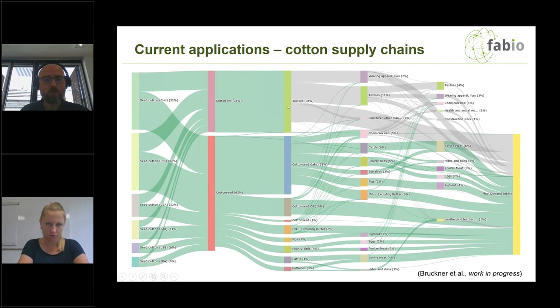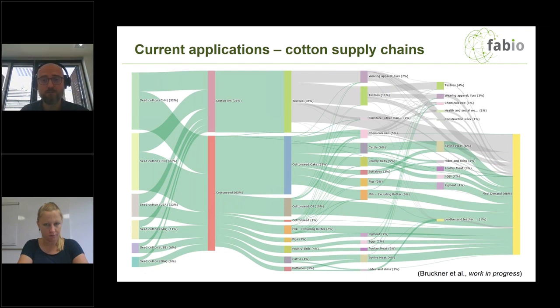And 1/3, as I mentioned, is the cotton lint, or it's 35% of the total harvest, which then goes mainly into the textile sector. It's used to produce wearing apparel, it's used to produce furniture, and so on. This Sankey is made using the FABIO version with mass allocation.